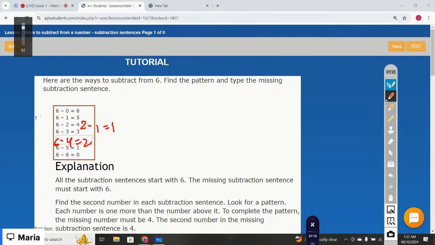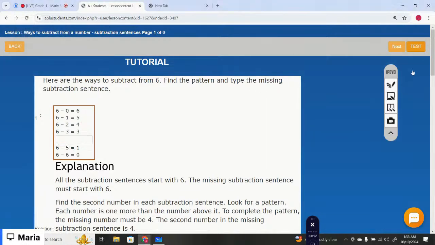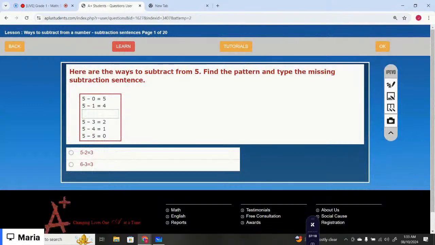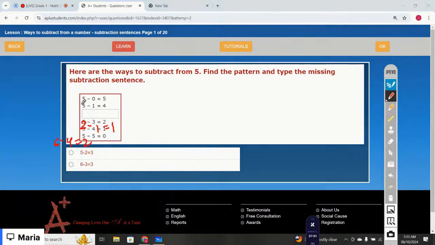Okay, let's just start with the test questions. Here are ways to subtract from 5. Find the pattern and type the missing subtraction sentence. So you're subtracting from 5, right? So the first number must be 5, and the second one you need to look for 0, 1, 3, 4, 5. They're increasing by 1, right?